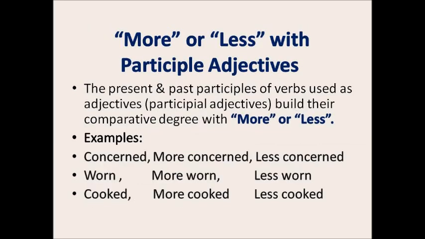Words more or less with participle adjectives. The present and past participle of verbs used as adjectives, participial adjectives, build their comparative degree with more or less. For example, concerned, more concerned, less concerned; worn, more worn, less worn; cooked, more cooked, less cooked.